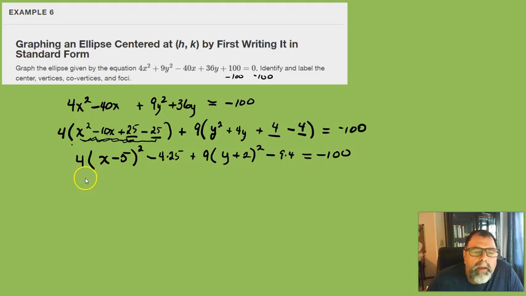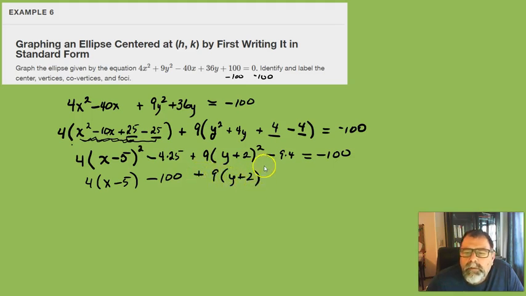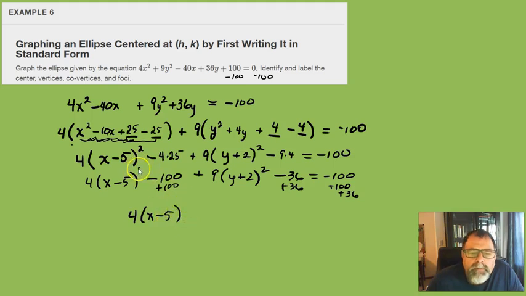Okay, so now I have 4 times (x minus 5) squared minus 100, plus 9 times (y plus 2) squared minus 36 equals minus 100. So I want to add 100 to both sides. I want to add the 36 to both sides. So I get 4(x minus 5), I forgot my square, squared, plus 9(y plus 2) squared equals 36. Now I want to get in standard form, so one more step here.